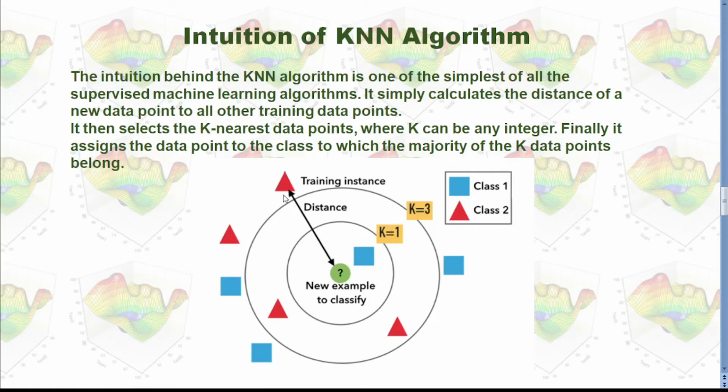But if we have a larger circle, we pick up 3 data points. Because there are 2 triangles here and only 1 square in this big circle, our conclusion will be that this data point must be a triangle, because there are more triangles closest to this data point than squares. That's the basic logic of the KNN algorithm.